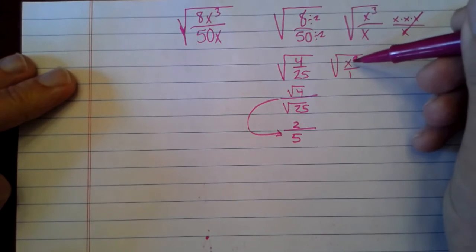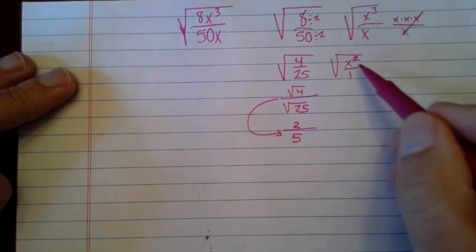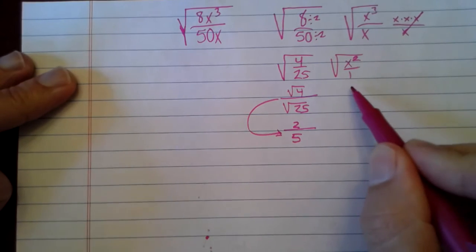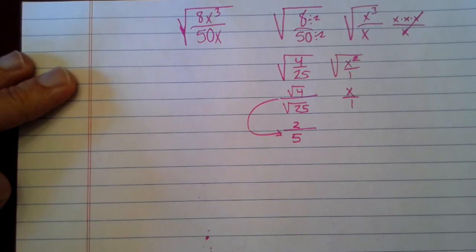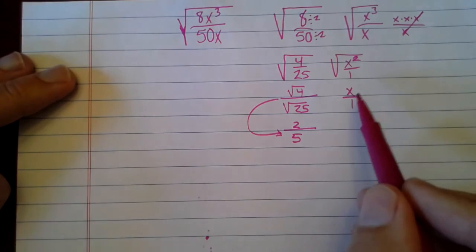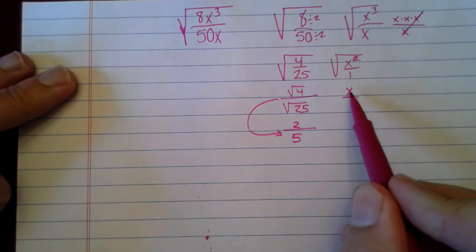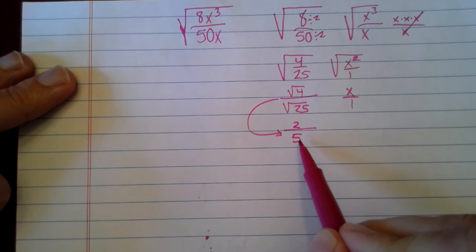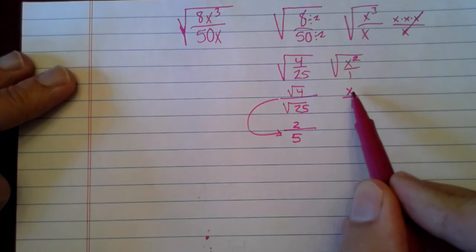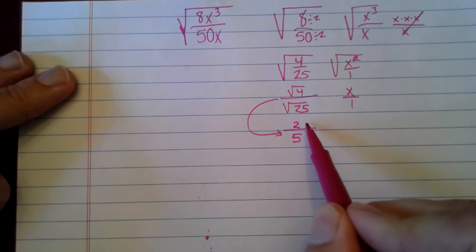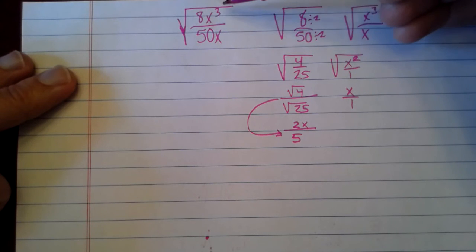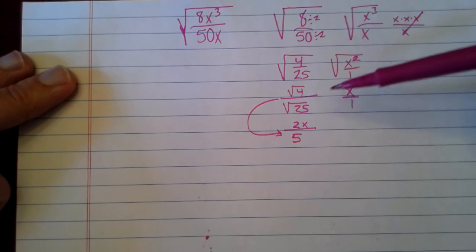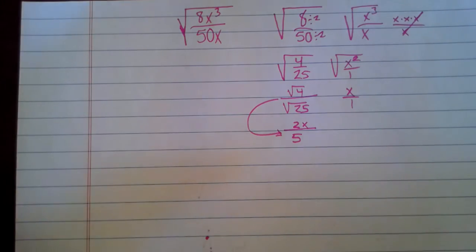Now I have the square root of x squared. The square root of x squared, this is an even exponent, so the square root of x squared is just going to be x. The square root of 1 is 1. I could say over 1. I don't need to, but that I hope will make it clear to figure out where this x goes. Does this x go next to the 2 or next to the 5? It's in the numerator, so it does go next to the 2. So the simplified version of root 8x cubed over 50x goes all the way down to 2x over 5.